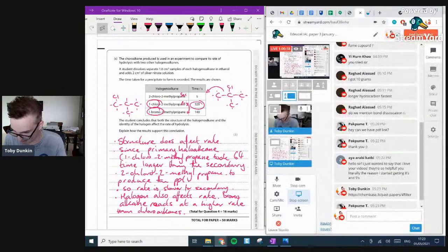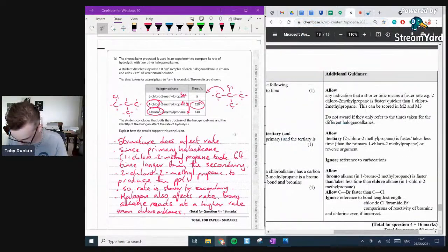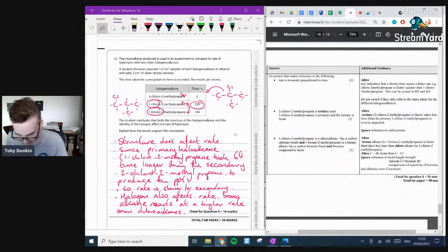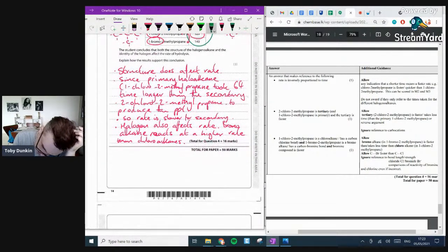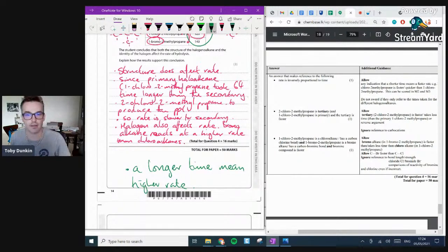At this point, I'm going to definitely get this question wrong, aren't I? I didn't mention the time. Alkanes react at a higher rate. I didn't actually mention time, so that's something for me to point out here. I definitely needed to say that a longer time means a slower, higher rate. I've implied it, but I wouldn't give it to myself.